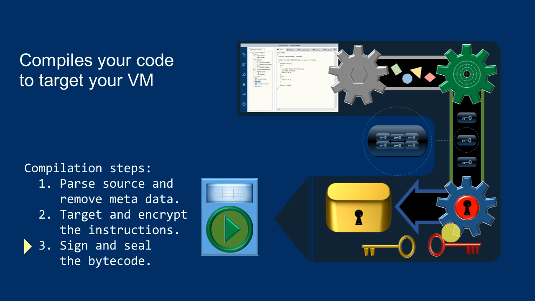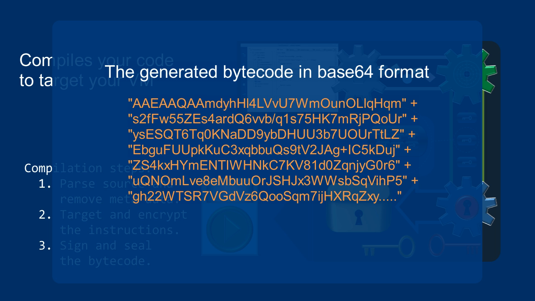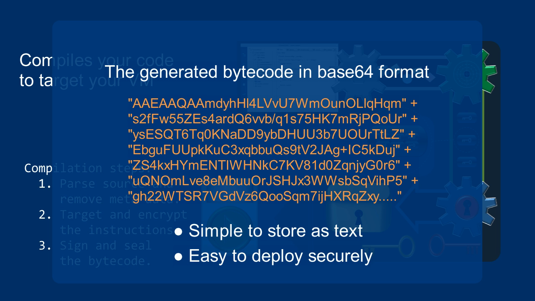Finally, the generated bytes are signed and sealed with a private key, which is the secret part of an asymmetric set of keys created by you. This generates the compiled bytecode that is ready to be loaded and executed by the virtual machine. The generated bytecode is stored as a base64 formatted text string for easy handling. It can be saved to a file or copied and pasted into your host application.